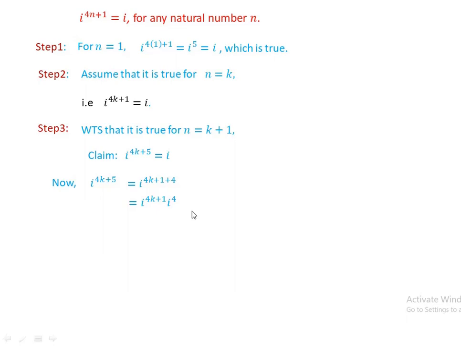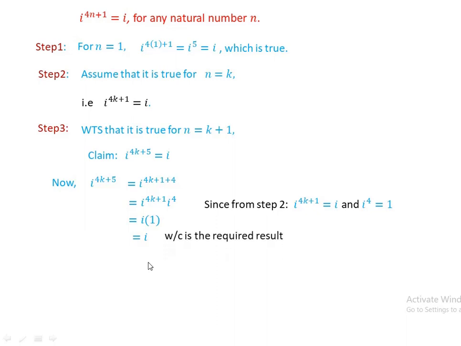That means from step 2, i to the power of 4k plus 1 is i, and i to the power of 4 is equal to 1, so that i to the power of 4k plus 1 times i to the power of 4 becomes i times 1. But i times 1 is i, which is the required result. Thus, it is true for n greater than or equal to 1.